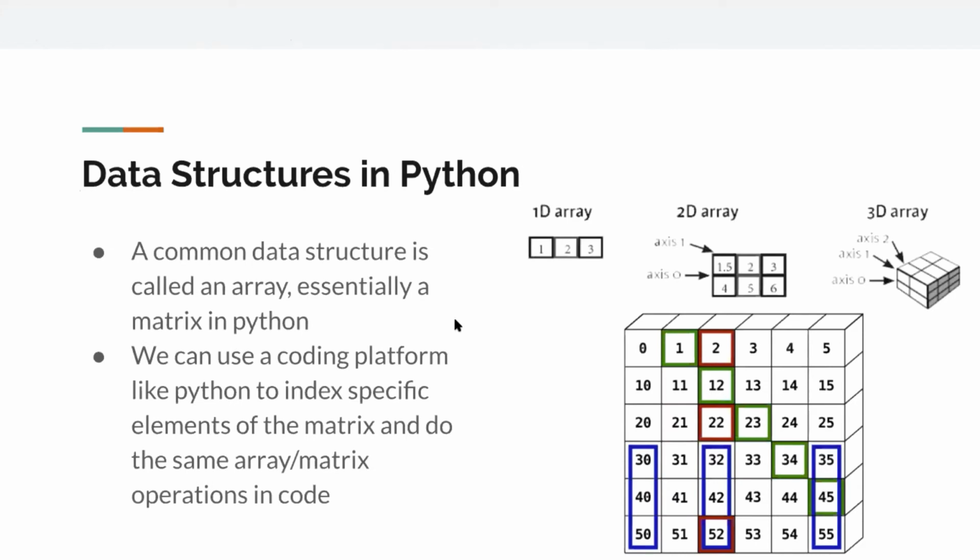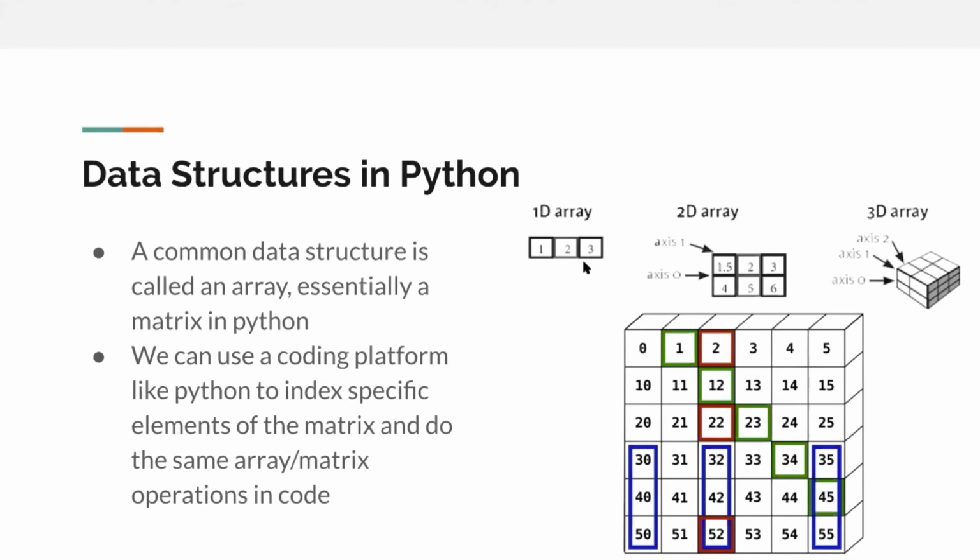So this gets to the coding part: data structures in Python. The way I described a matrix earlier, it's usually represented as an array in any coding language. So it's basically a matrix in code. Once again, we see a 1D array is essentially a 1 by 3 matrix, like any 1 by n matrix.